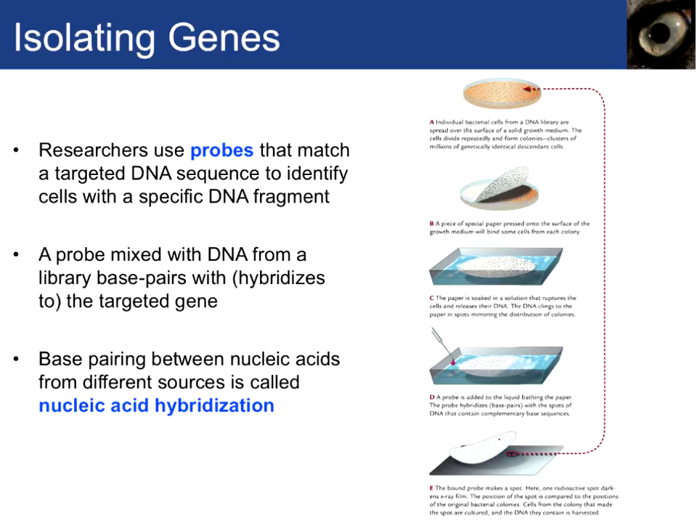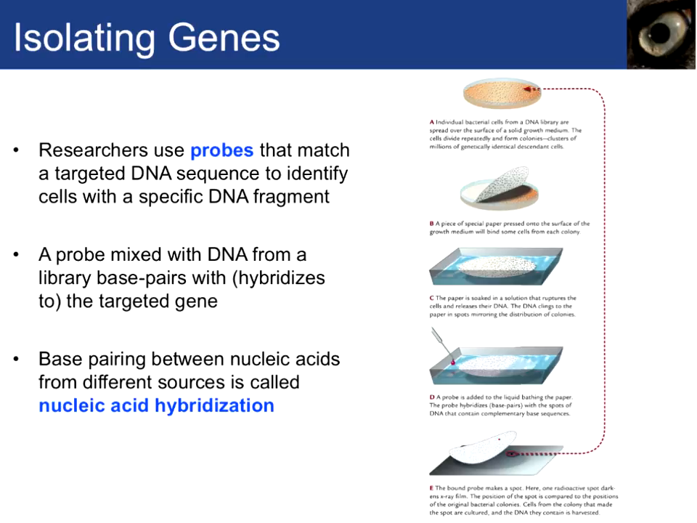A piece of special paper is then pressed on the plate and it picks up a little bit of the bacteria from each colony. The paper is then soaked in a solution that ruptures the bacterial cells and releases the DNA inside the cell, which binds to the paper in that same spot. A probe is then used to identify a specific cDNA or genome fragment, and the probe hybridizes to the target DNA by base pairing to the complementary base sequence.